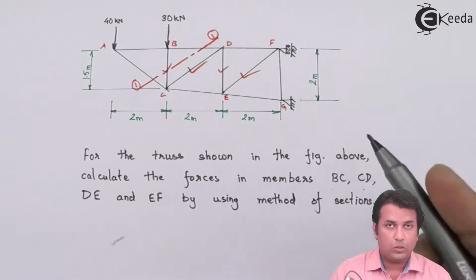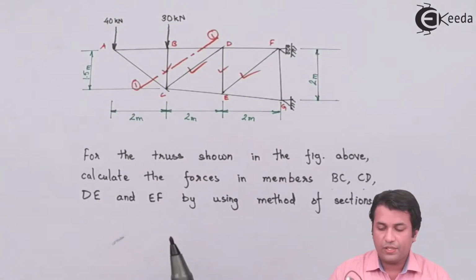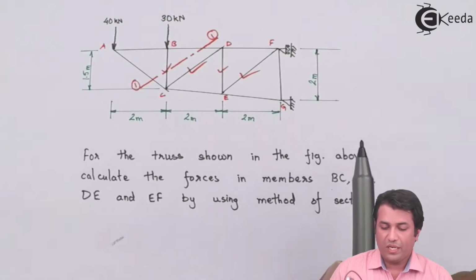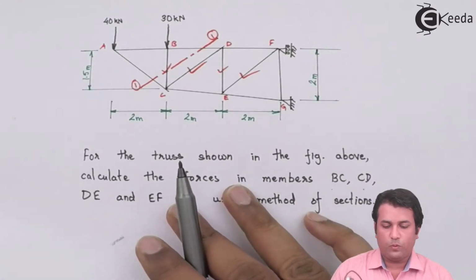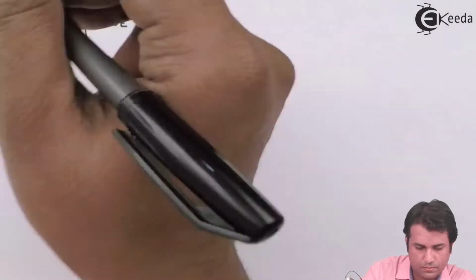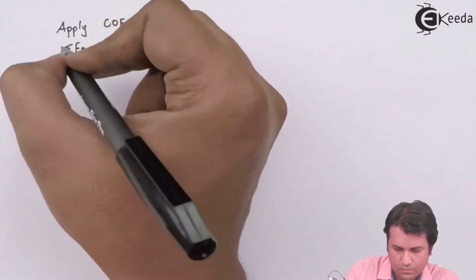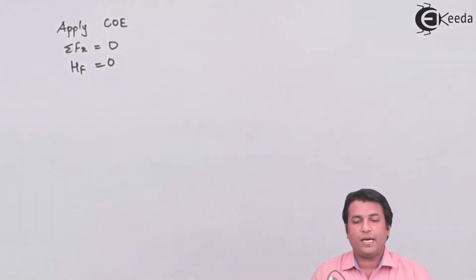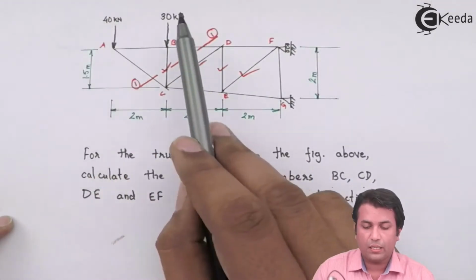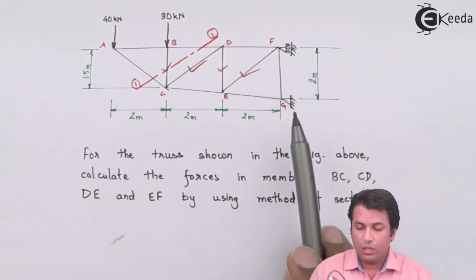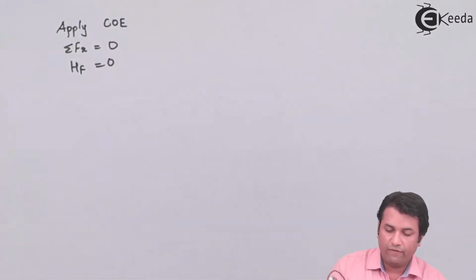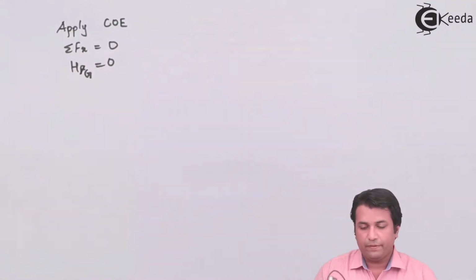But before doing that, I need to find out the support reactions. We have a hinge support over here and a roller support over here. Hinge support has two reactions and a roller support has one reaction. So the first step would be to find out the support reactions. In the horizontal direction, I don't have a single force. You can see that I have only vertical forces of 40 kilonewton at A and 30 kilonewton at B. So the reaction for this member, that is point G, sorry, it should be horizontal force at G.